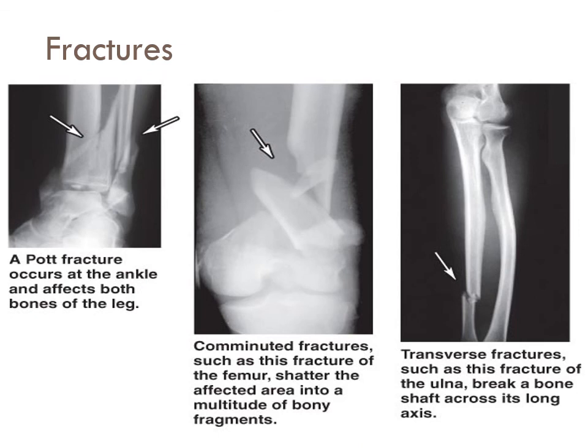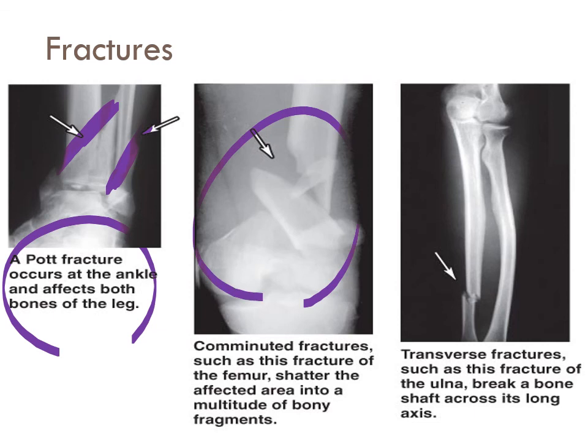So here are some fractures. A Pott's fracture is a fracture of the ankle, and you can see that it's fractured both the tibia here and the fibula out there. So that's a painful fracture. A comminuted fracture is where a bone gets shattered. So here, this is the distal femur. We've got 1, 2, 3, 4, 5, at least 5, and this might be many more pieces. So this bone has been completely shattered and is going to need to be rebuilt and pinned together.